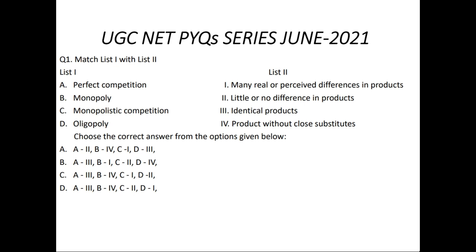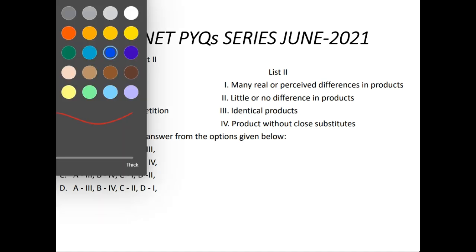Our first question is: match List 1 with List 2. List 1 has perfect competition, monopoly, monopolistic competition, and oligopoly, which are different kinds of markets. List 2 has the main characteristics of the markets.